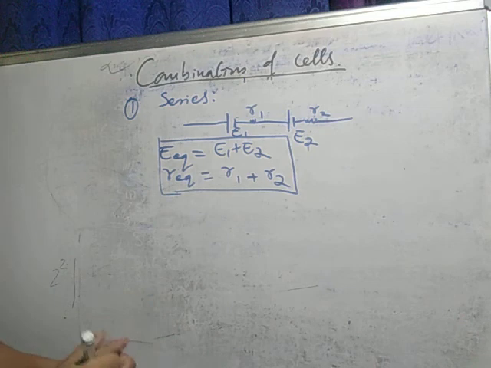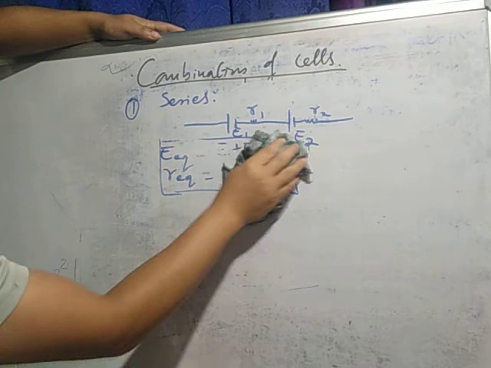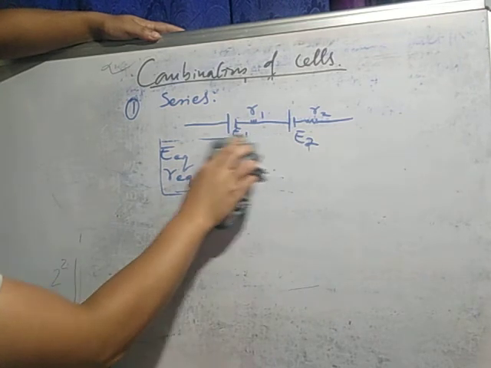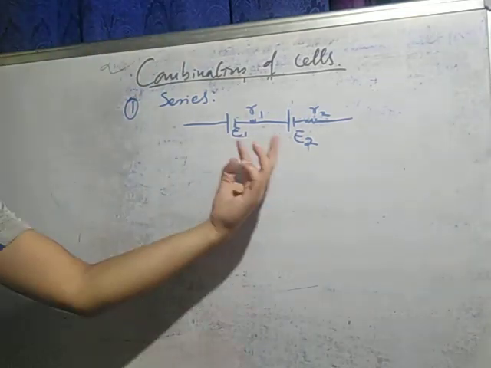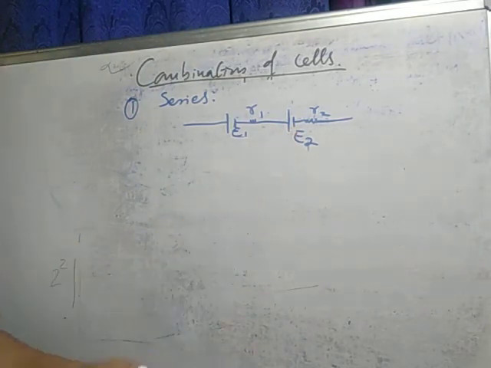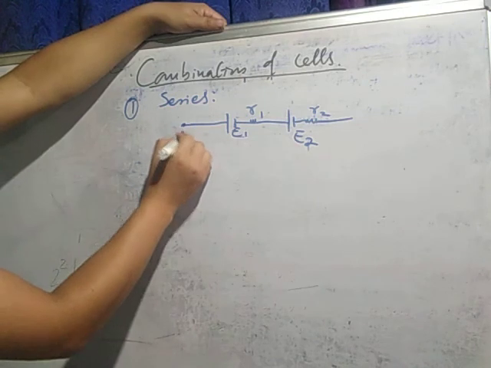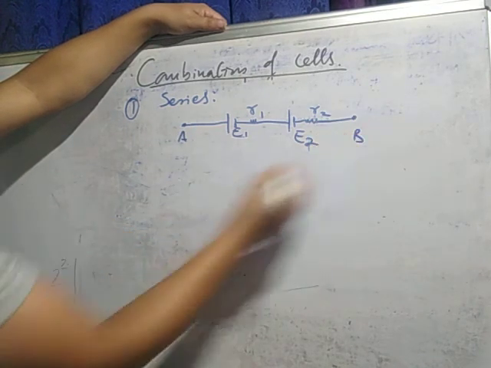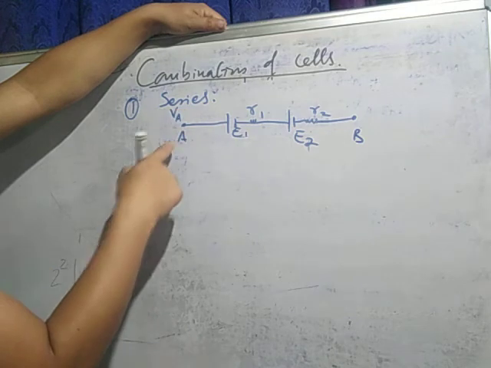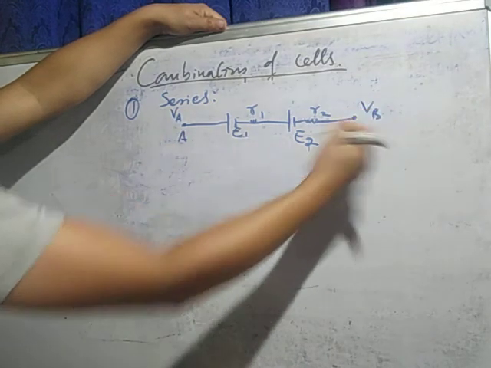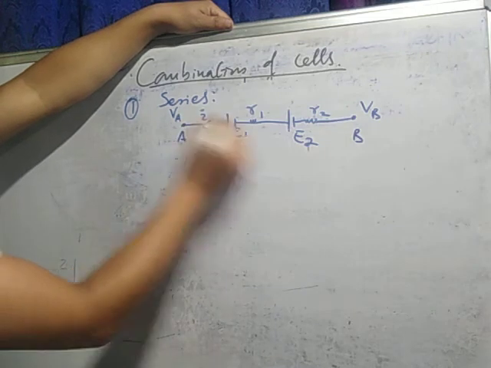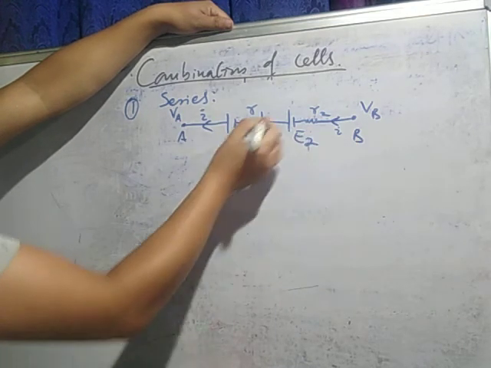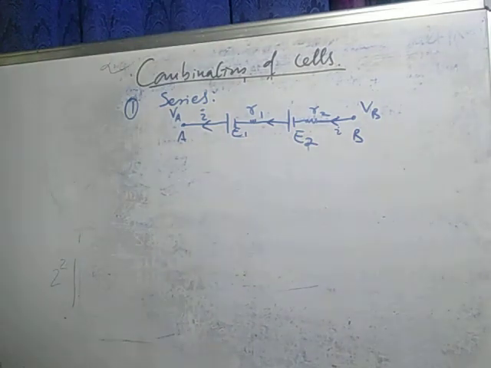Why is this so? How does it come? That we have to prove. So this is our combination. Let us take only two cells and two internal resistances. Take this end as A and this as B. Let us take VA, the potential at A, and VB, the potential at B. Let I be the current flowing through this cell.